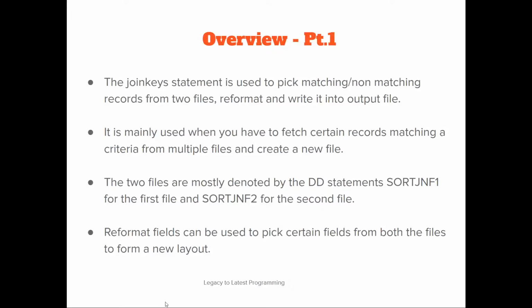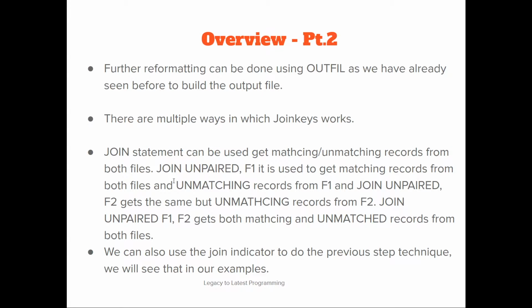Today we will be discussing join keys and how they are used to match and format data from multiple files. Join keys is mainly used to match two files based on a key and get fields from one or more files. The two files are denoted by sort JNF1 and JNF2 for the first and second file respectively. We can do further reformatting using reformat fields to pick certain data from both the files, and outfill can further be used to build the output file in the layout that is required.